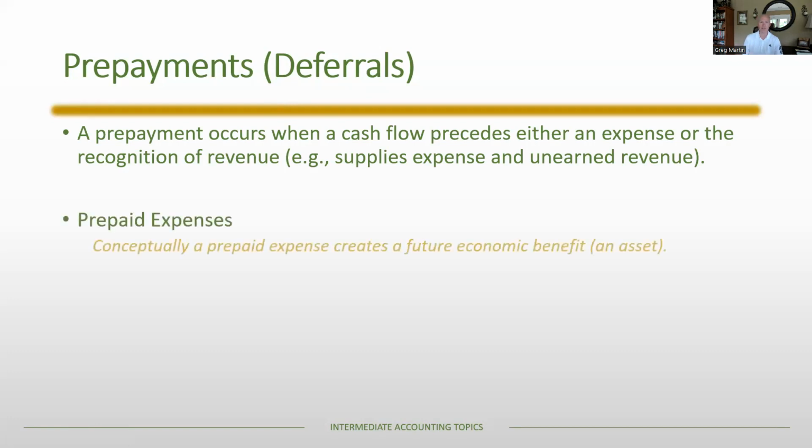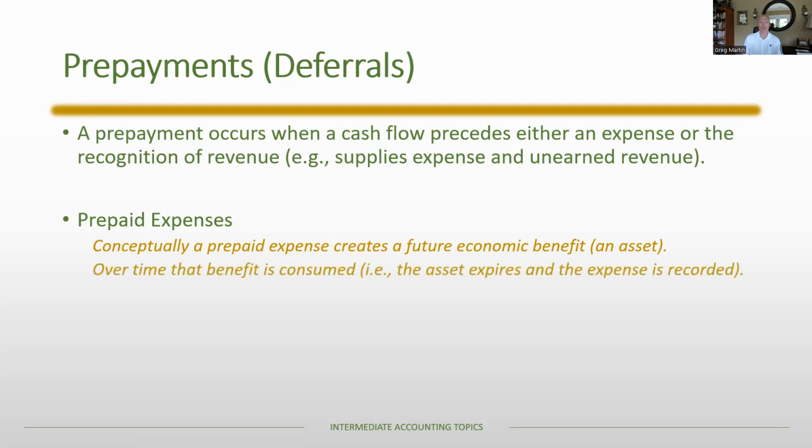There are several different types, but conceptually what ends up happening is that you have this payment that creates a future economic benefit, and then you have an asset. As an example, if I prepay rent or I prepay insurance, I've now created this resource that I have going forward, whether that be rent or insurance, that I didn't have before. And so there's now an asset on my books. But what's going to happen over time is I'm going to start consuming that asset.